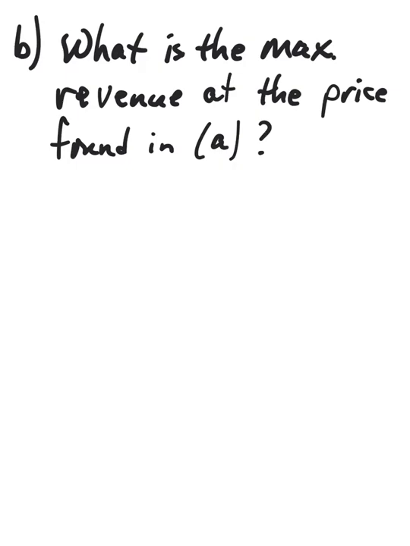Continuing from the last problem, part B, what is the max revenue at the price found in part A? Well, remember when we first built our revenue function, revenue is number of units times the price at which they're sold. Well, we know that now. 40,000 units were produced in order to maximize revenue, and the price we found was $26.86. Let me write that a little bit smaller.